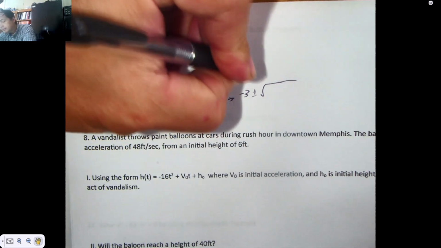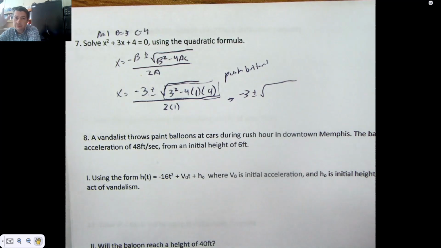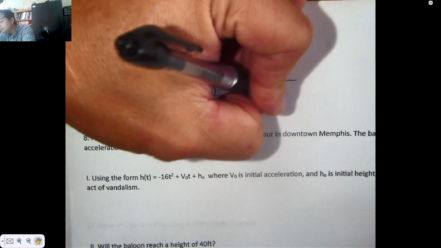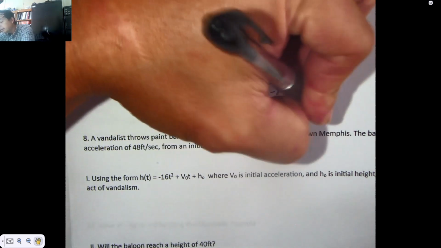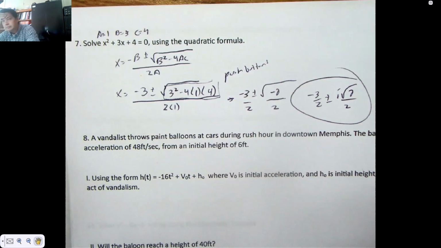If you can't do that in your head, shame on you in the first place. But anyways, push the buttons. 9 minus 16 is negative 7. Both pieces over 2. So I have negative 3 halves plus or minus, and this is imaginary, the imaginary root of a positive 7 over 2. Ta-da!